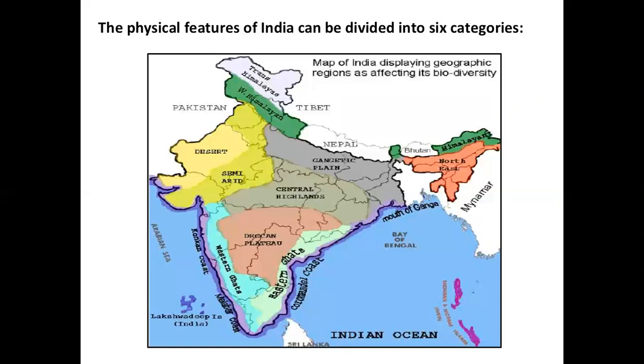So, the Himalayan mountains, which you see here to the north of India, extend from Kashmir in the north to Arunachal Pradesh in the northeast. And the stretch is around 2,500 kilometers. And it is divided into Greater Himalayas, Lesser Himalayas, Outer Himalayas, and the Eastern Hills.